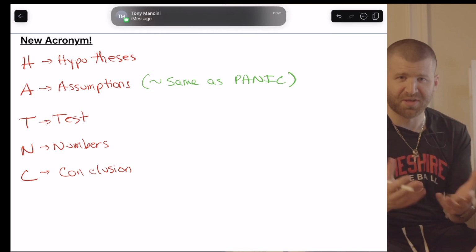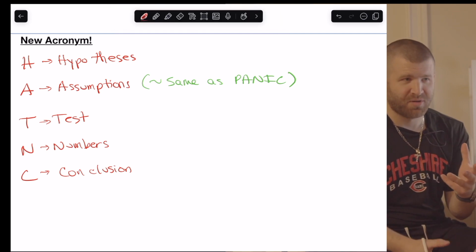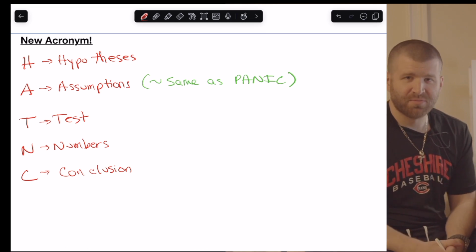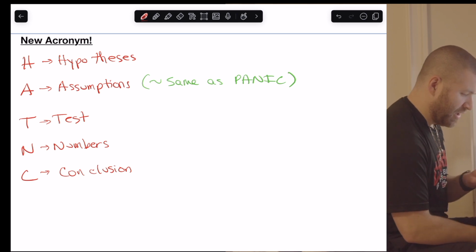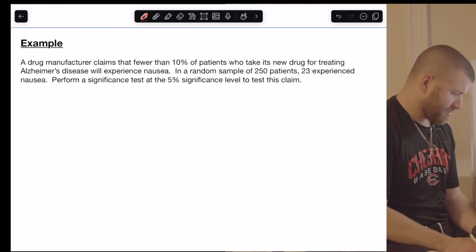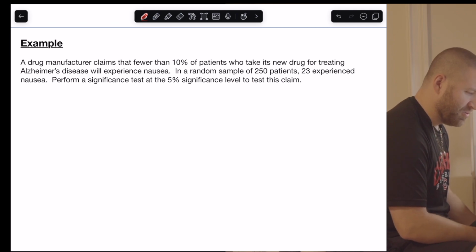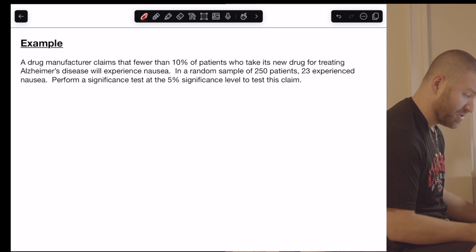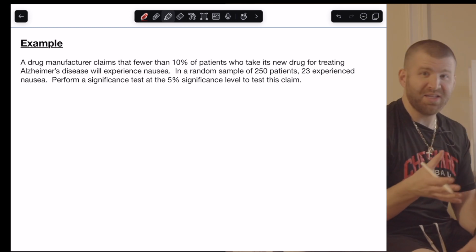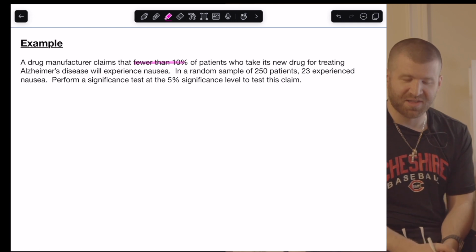So you can see there's a lot of similarities to PANIC. We just have to switch up a couple of things now to be specific to hypothesis testing, right? Instead of a parameter, we have hypotheses. Instead of an interval, we have a test. So very similar, just some slight modifications. And so to help this all make sense, let's go through an example and talk through it. So this example here, a drug manufacturer claims that fewer than 10% of patients who take its new drug for treating Alzheimer's will experience nausea. Notice, key thing here, fewer than 10% immediately gives away my alternative. Right? Fewer than tells me this is going to be a less than case.